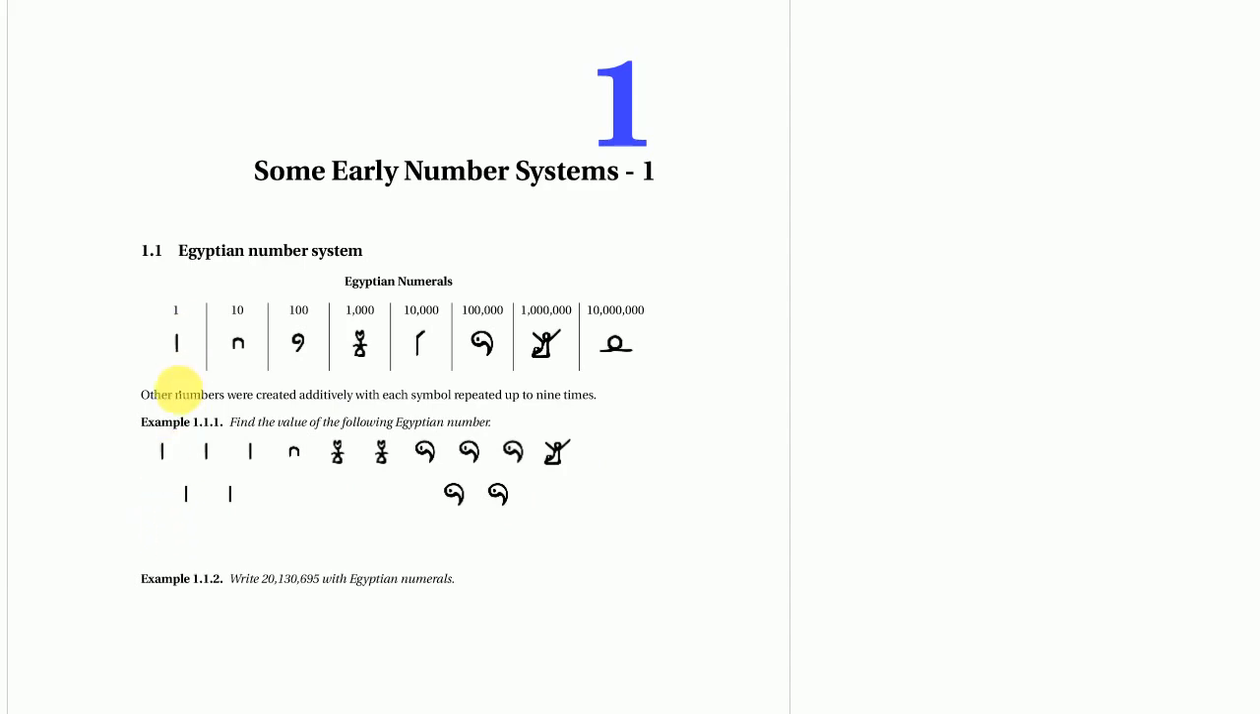For example, this notation is for 1, and we have 5 of them. The next one is for 10, and we only have 1 ten. And that is for 1000, and 2 of them, so 2 times 1000. The next one is 100,000, and 5 of them.